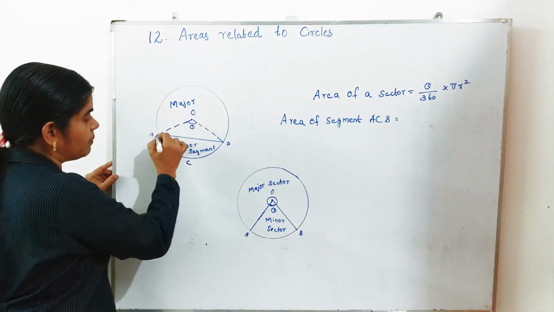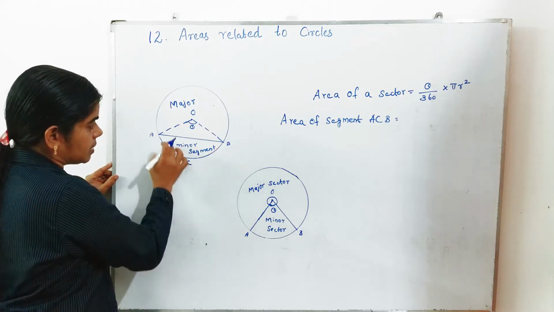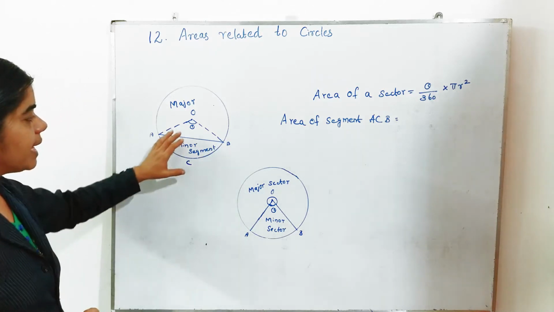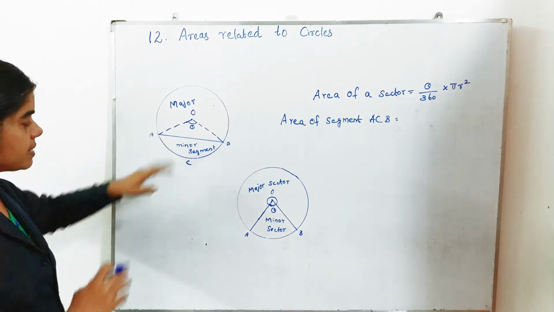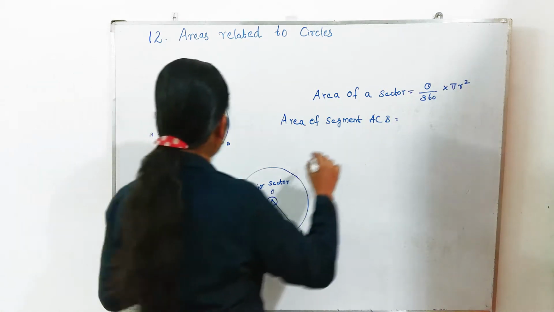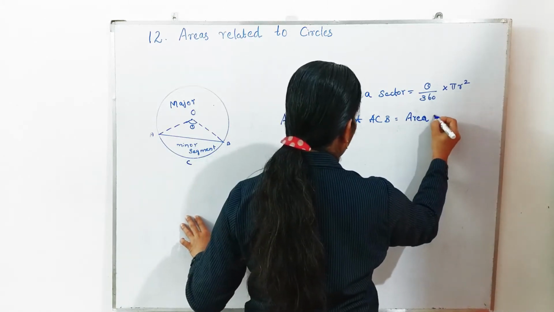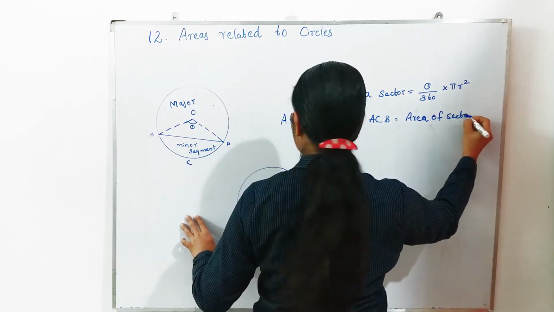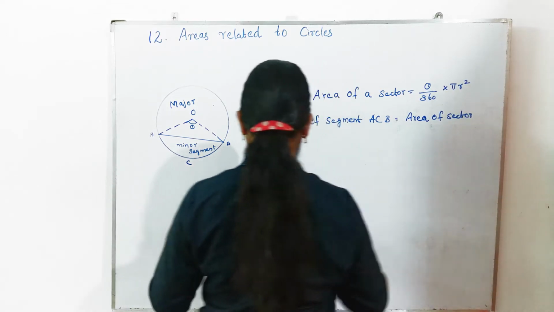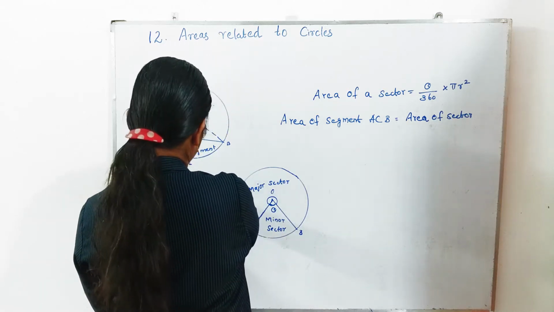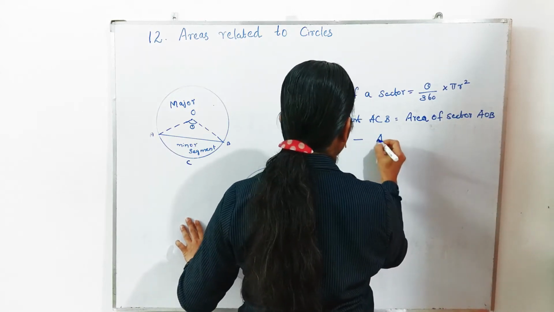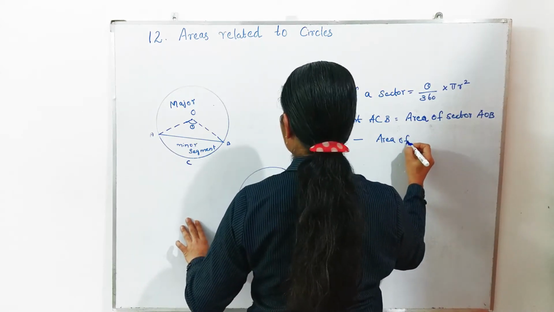AOB means this full will be AO. We will find out the area of the sector full. Sector means this segment and this triangle part full coming. Then area of sector AOB minus area of triangle AOB.